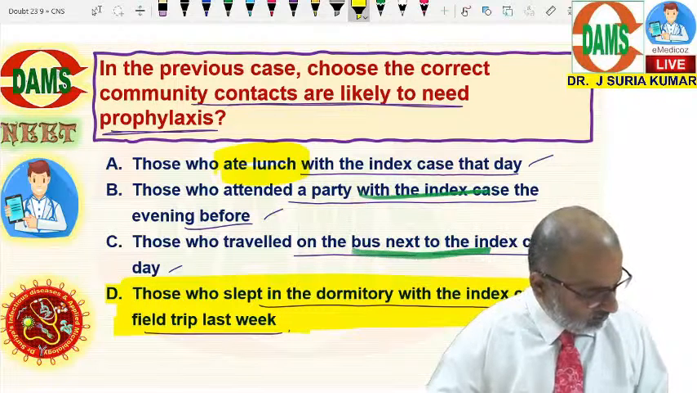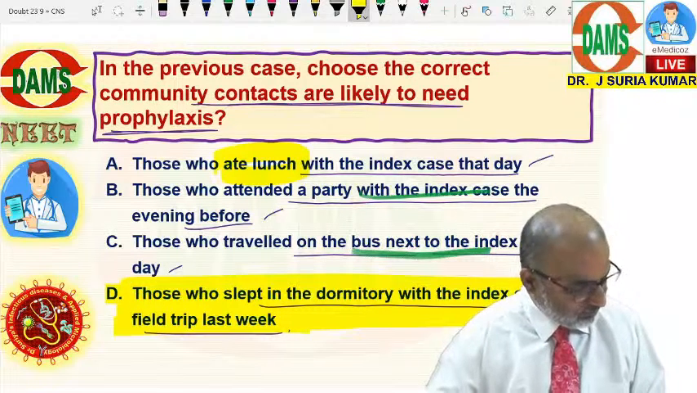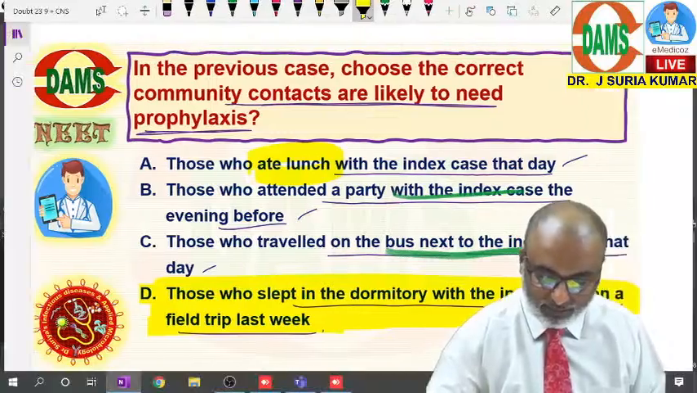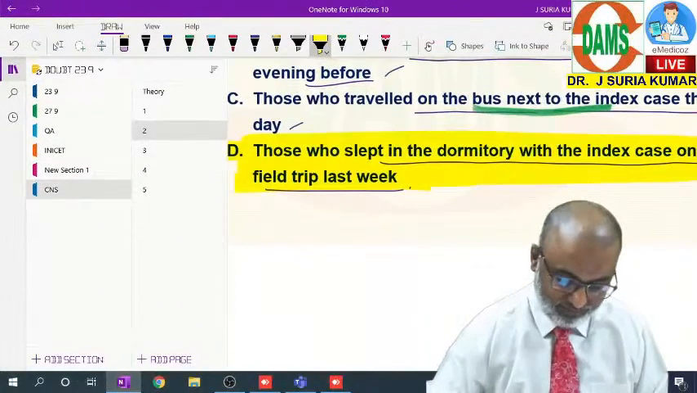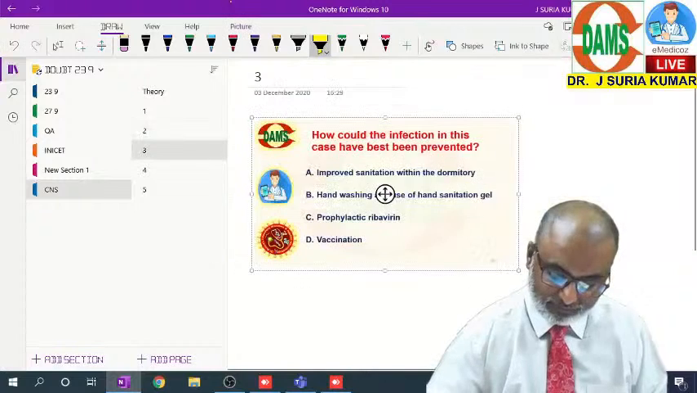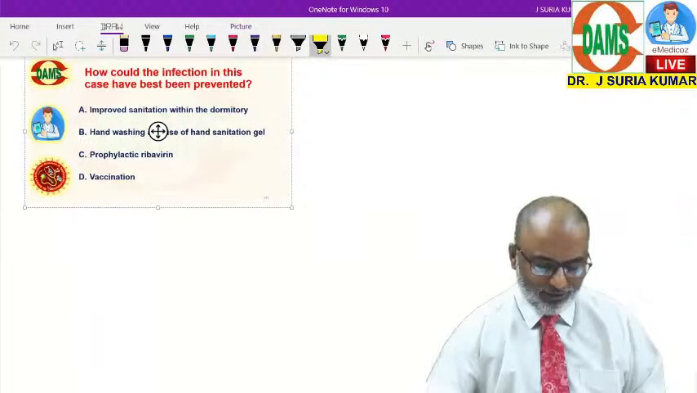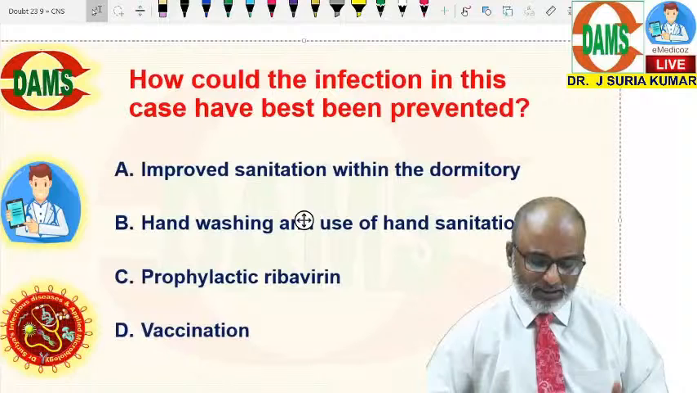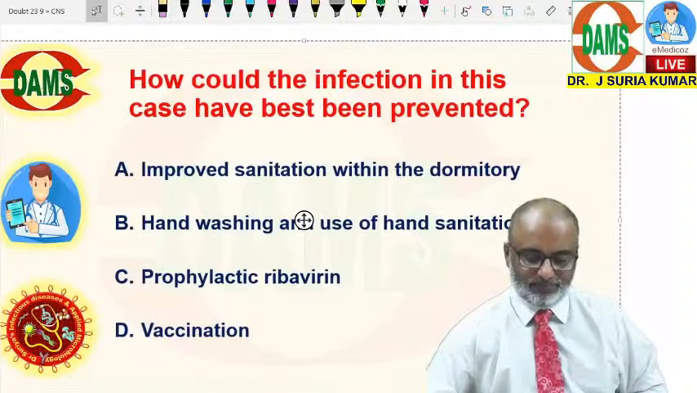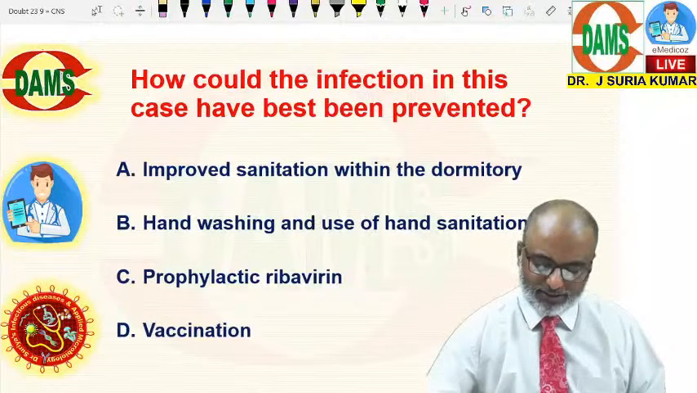Dr. Shumeda, Dr. Rana Patyasha, Amrish Yadav, everybody answered beautifully. Great. Next question. Continue. Story not yet over. How could this infection in this case have best been prevented? How are we going to prevent this?